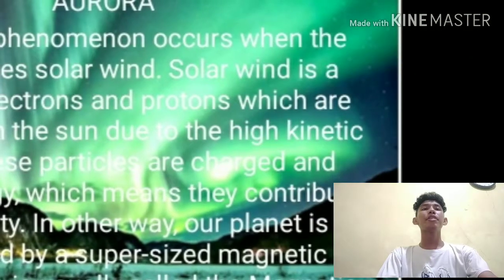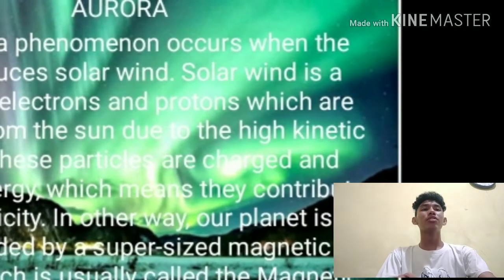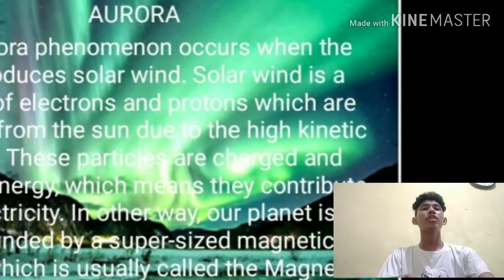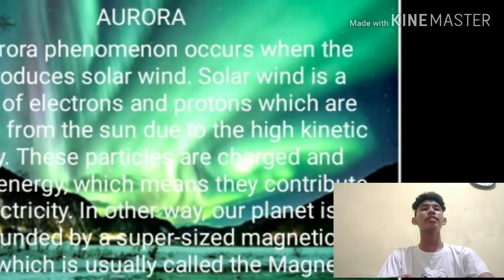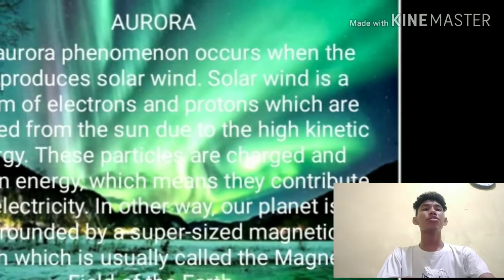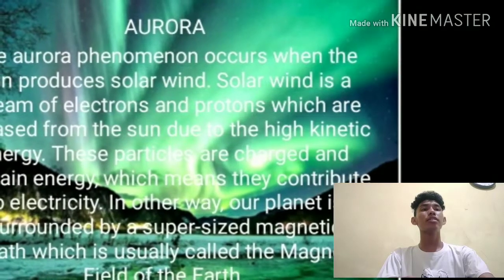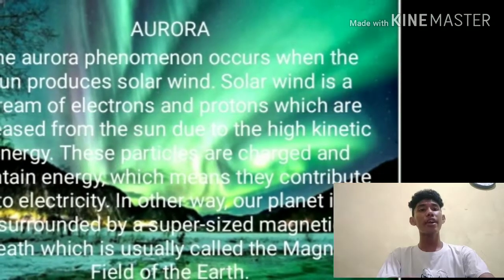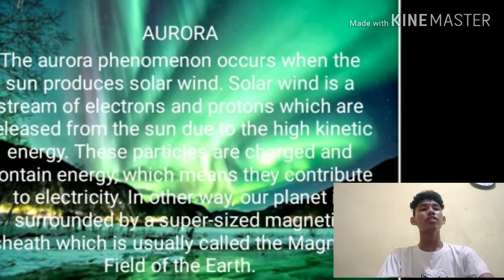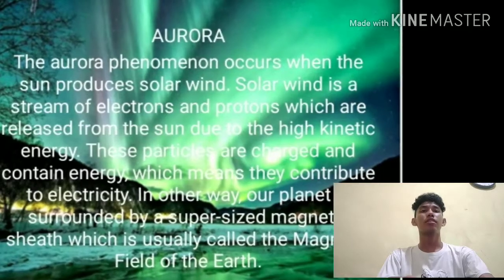The aurora phenomenon occurs when the sun produces solar wind. Solar wind is a stream of electrons and protons which are released from the sun due to the high kinetic energy. These particles are charged and contain energy, which means they contribute to electricity. In other words, our planet is surrounded by a supersized magnetic sheet which is usually called the magnetic field of the Earth.